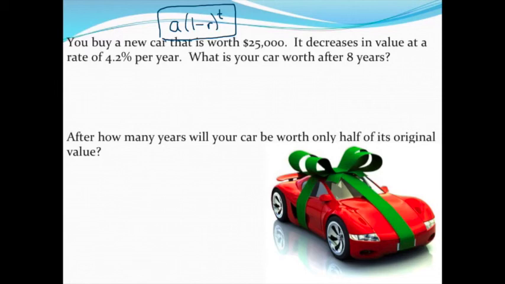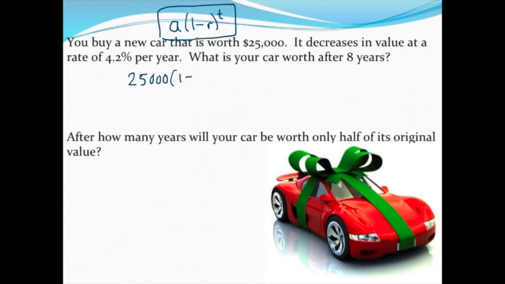So let's take a look at how this will work with buying a new car. Our initial value of the car is $25,000. So I'll plug that in right here. That 1 in parentheses is always there to represent us starting out at 100%. And then I'm losing value this time, so I'm going to subtract my rate.